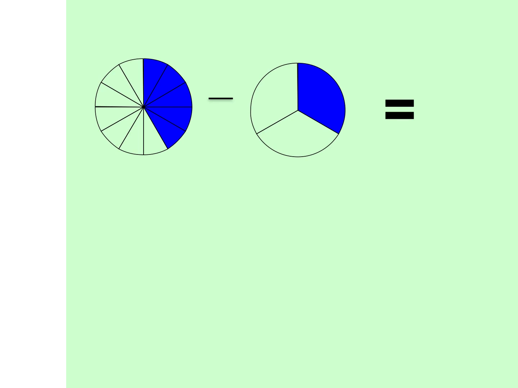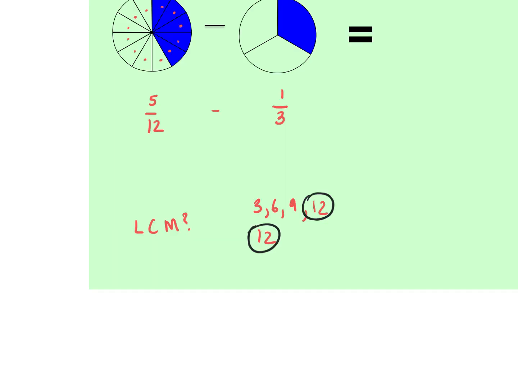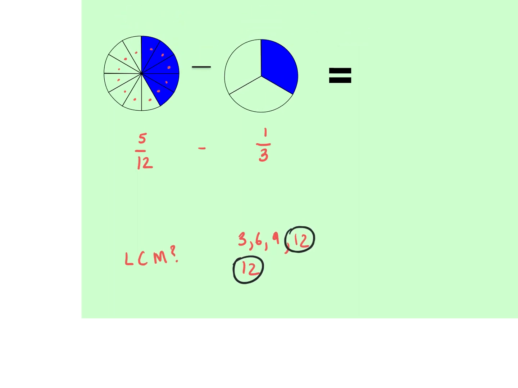Now let's try subtracting. Write down the two fractions that you have here and tell me what is your least common multiple. Our least common multiple could be 12, so we need to cut those thirds into 12ths. So we can multiply the top and the bottom both by 4, and then we can go ahead and do our subtraction. Tell me what you get. You should have gotten 1/12 for your answer. We had 1/12 left over.